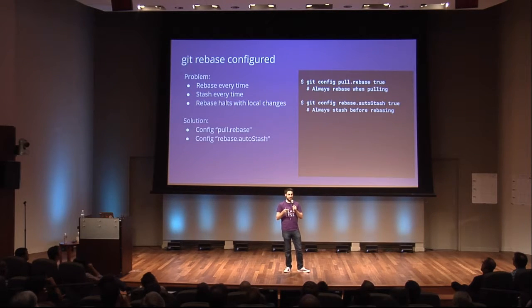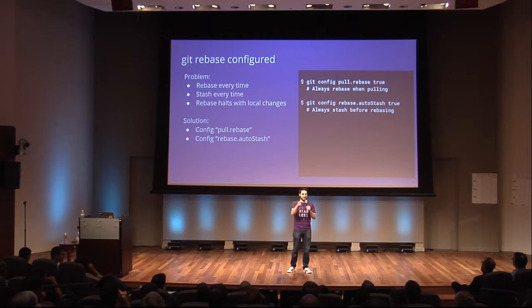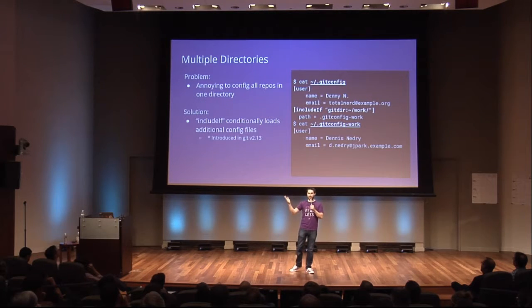Another problem with git rebase is that you end up doing rebase every time you pull, and you end up stashing every time you rebase. And what you can do to solve this is there's two configuration options: git pull rebase always and git rebase autostash always.